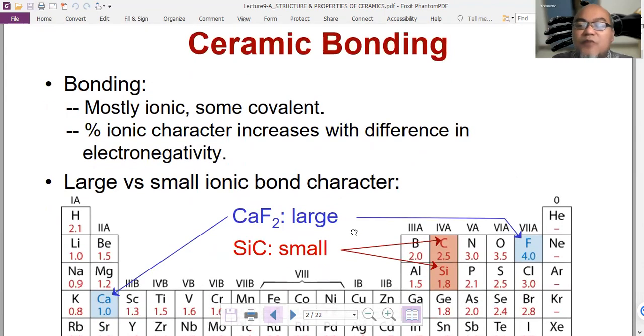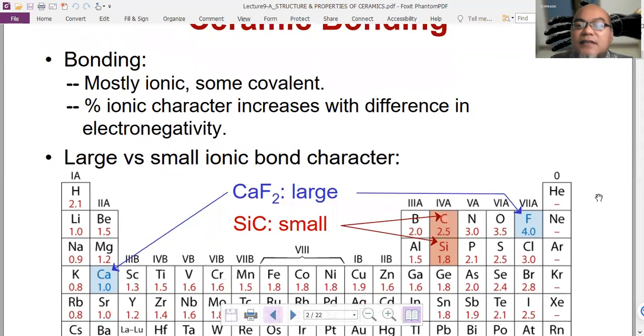In ceramic materials, the bonding is mostly ionic. However, some have covalent bonding. Whether it is ionic or covalent will depend on the elements that make up the ceramic compound. When the elements have a large difference of electronegativity, they will have a higher percentage of ionic character. That is why in most cases they have a mix of ionic and covalent bonding, depending on how large the difference of electronegativity is between the elements that make up the ceramic.